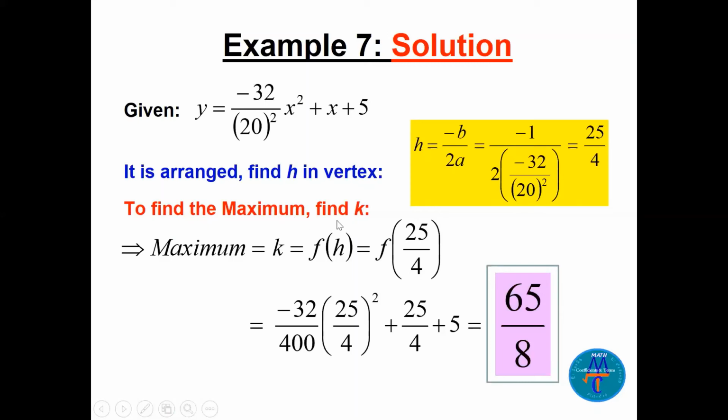Now to find the maximum, we need k, because k is the maximum itself, f of h. h is 25 over 4, so I replace with 25 over 4. See, in the function here, 25 over 4 is squared, and x here is 25 over 4. And remember a, minus 32 over 20 squared. 20 squared is 400. Plus 5, see, 5 also from the question. If you simplify all this, sorry for this, guys, another little practice in numbers, you will find a nice answer here: 65 over 8 is the maximum. Please try it.